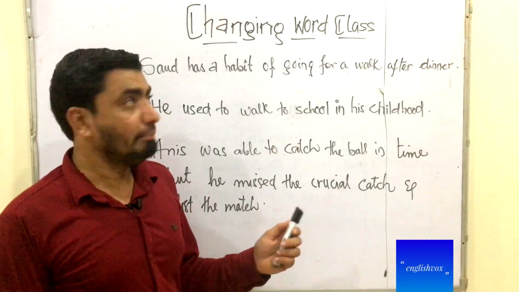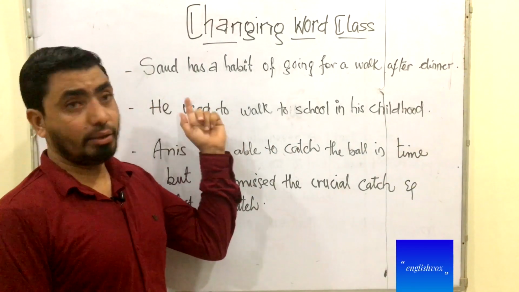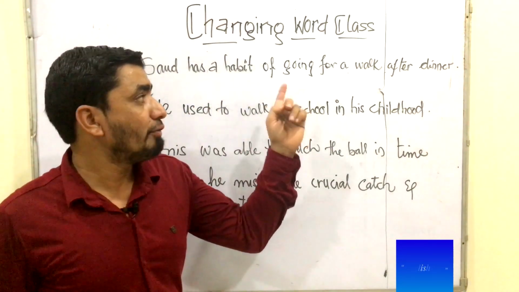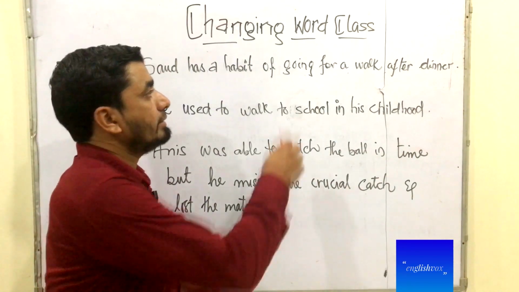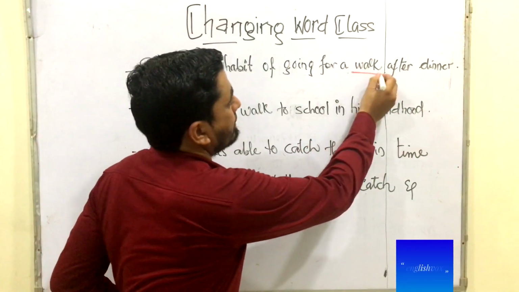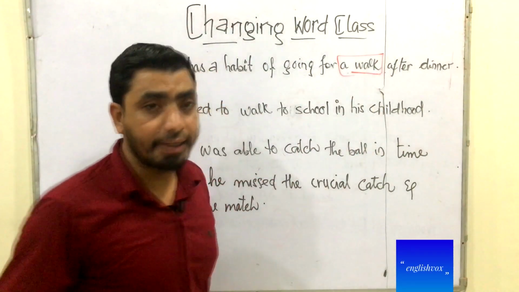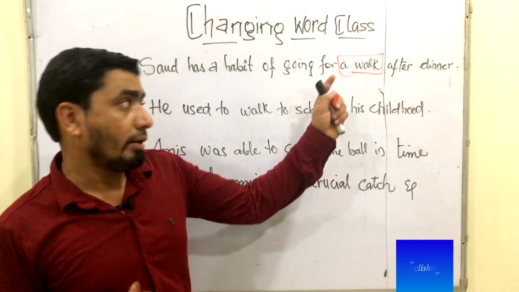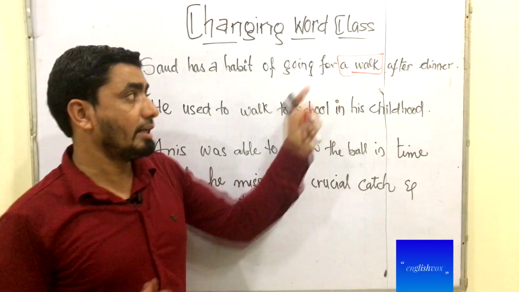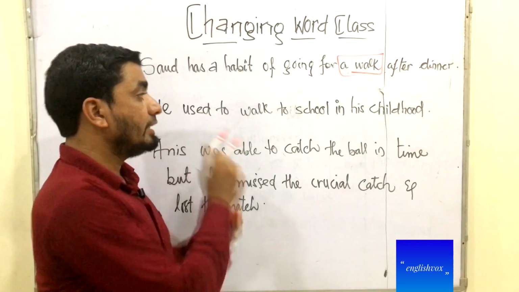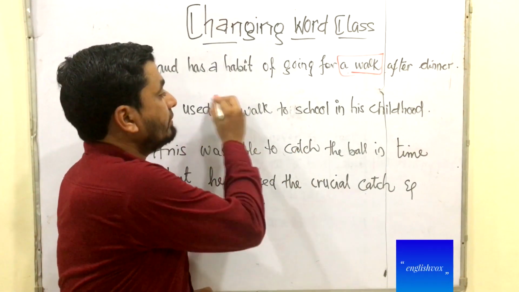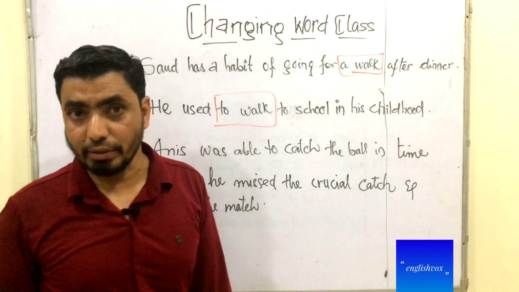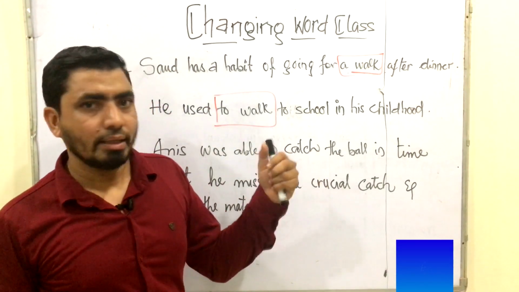Here are 2 more examples. The first is: Saud has a habit of going for a walk after dinner. In this sentence the word walk is used as a noun, and so its word class is noun here. But in another sentence, he used to walk to school in his childhood. So here the word walk is used as a verb, so its word class is verb.